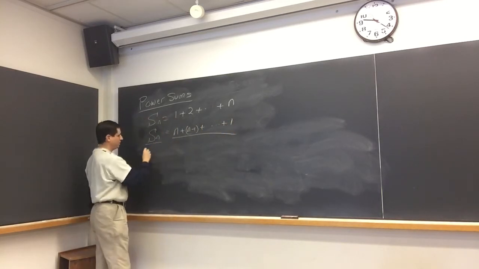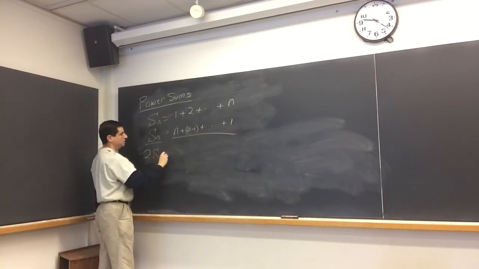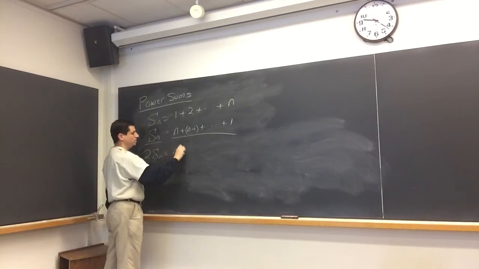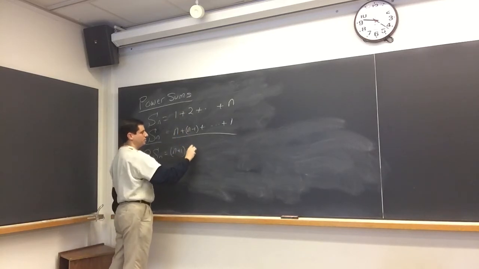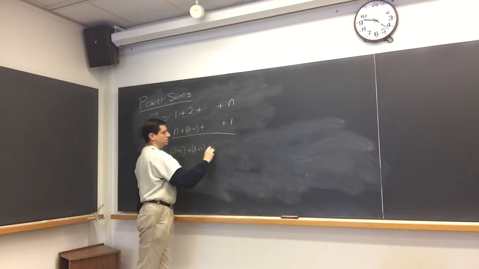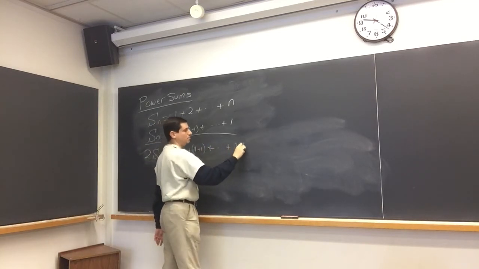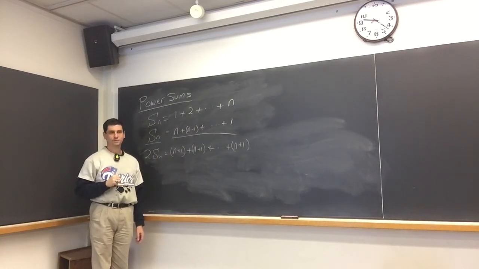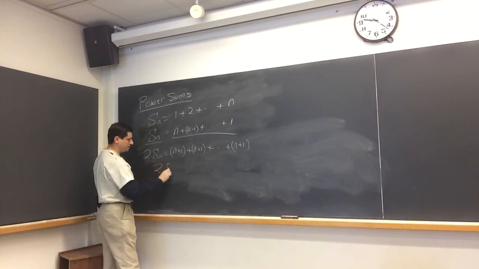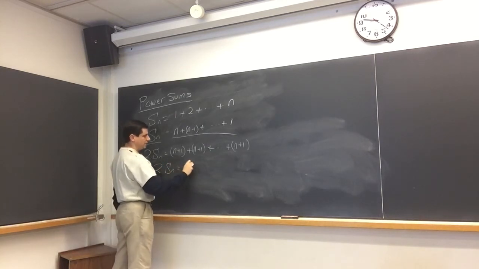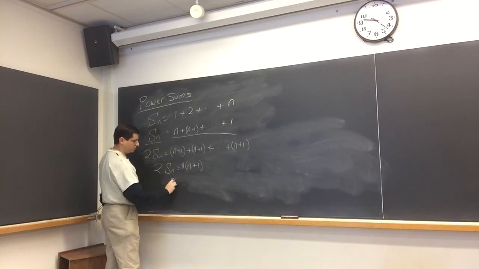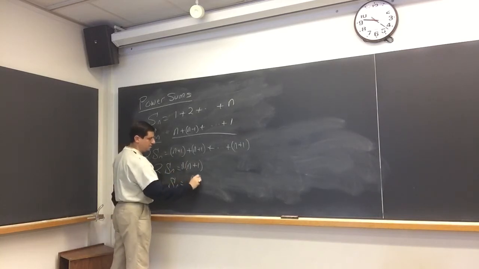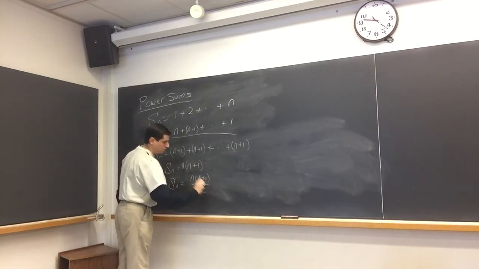And then when you add up, you get twice S_n: n plus 1, 2 plus n minus 1 is n plus 1. They all equal n plus 1. And how many times do we have n plus 1? n times. So you get twice S_n is n plus 1, n times. So S_n is n(n plus 1) over 2.